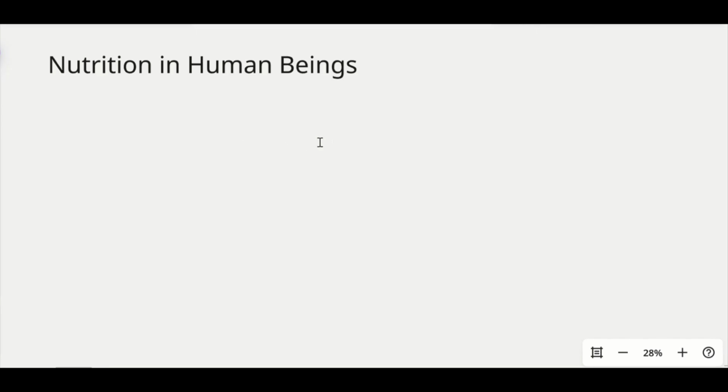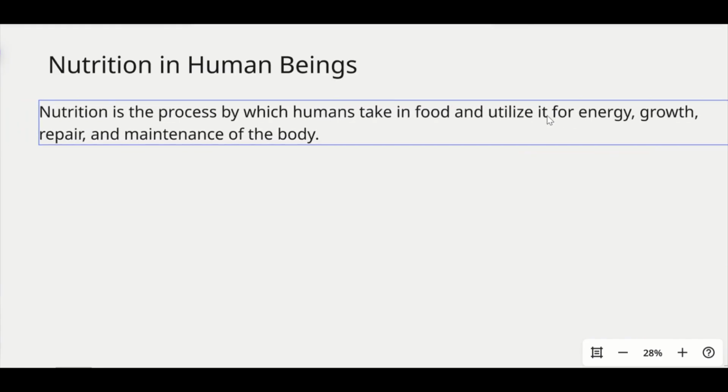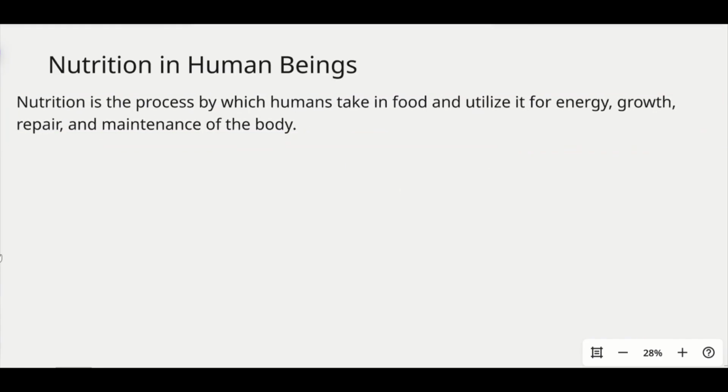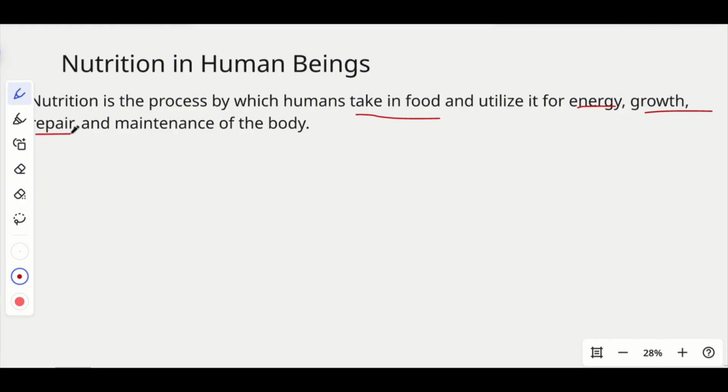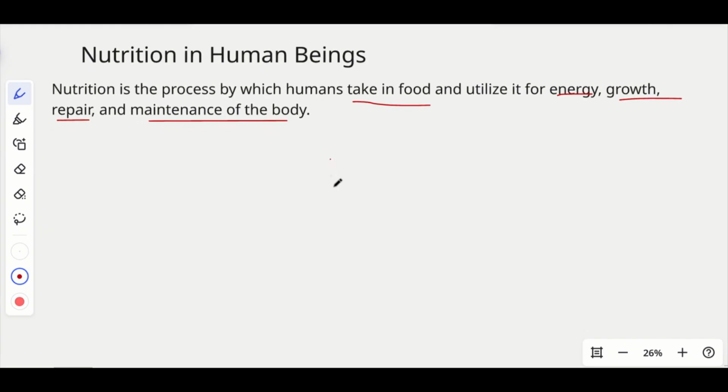Basically, nutrition is the process by which humans take in food and utilize it for energy, growth, repair, and the maintenance of the whole body. Clear? So that is what we basically mean by nutrition. Nutrition is the process by which humans take in food and utilize it for energy, growth, repair, and maintenance of the body. Clear?